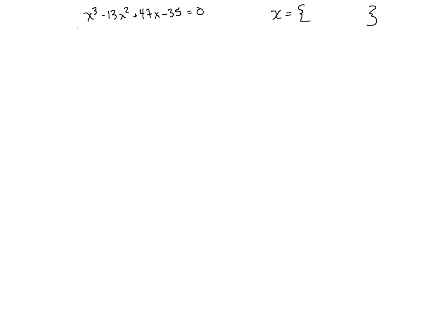Okay, so let's go ahead and get moving on this, and hopefully I'll have time to finish it off. So P over Q, we have positive negative 1, positive negative 5, positive negative 7, positive negative 35, over positive negative 1, thank goodness, which means the only possibilities are these.